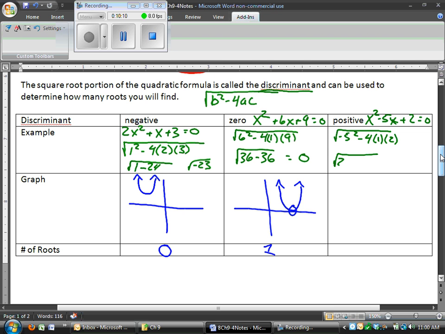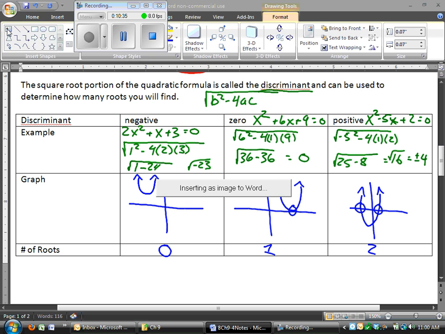Negative 5 squared is 25, minus 8 gives me 16, which I know is positive or negative 4. Okay? So that tells me that there's going to be two solutions, and that's a graph like this, where it's crossing at two different spots. Okay? So that's what we're going to do with the discriminant.